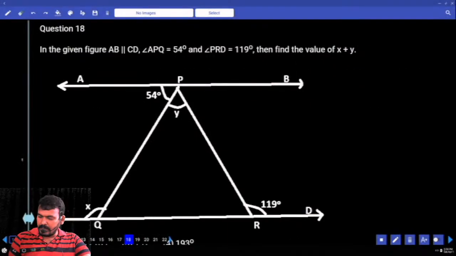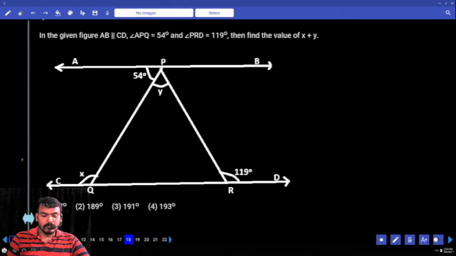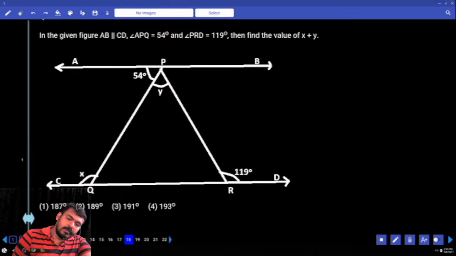Next question, number 18. In the given figure, AB is parallel to CD. Angle APQ is equal to 54. Angle PRD is equal to 119 degrees. Then find the value of x plus y. And here, what is the P value? 54. P value is 54, means the other Q value is also 54, or not?